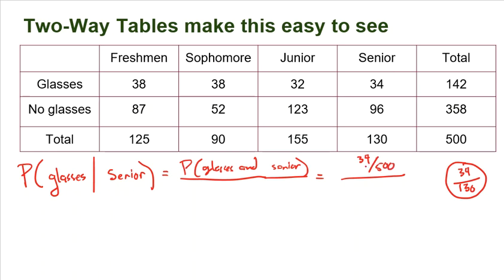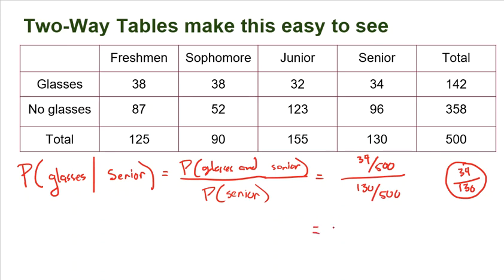So again, the numerator is the probability that you reach into this group of 500 kids and you get a senior and they wear glasses, 34 out of 500. The denominator is the probability of getting a senior. That's the condition, that's the back part. What's the probability I reach in and I get a senior? There's 130 seniors out of 500 total students. So my numerator is both glasses and senior, 34 out of 500. My denominator is just the condition senior, 130 out of 500.